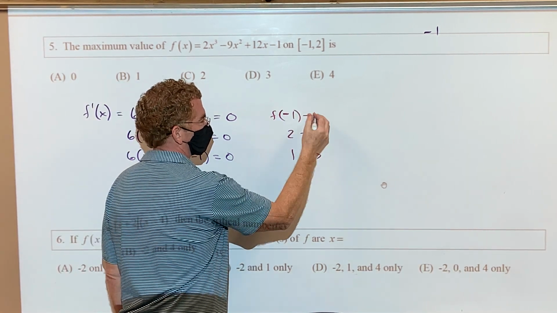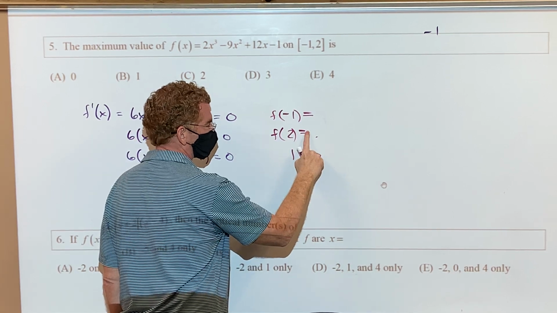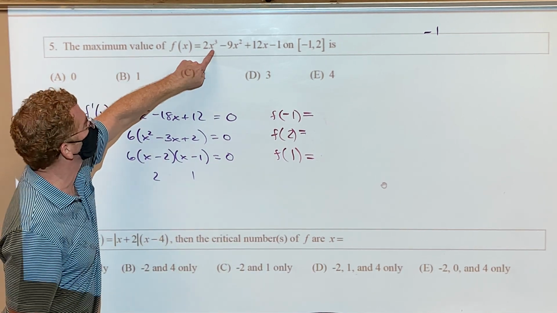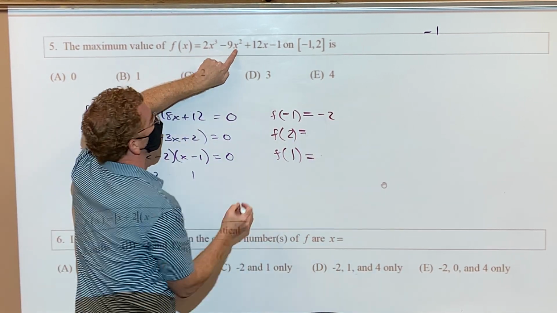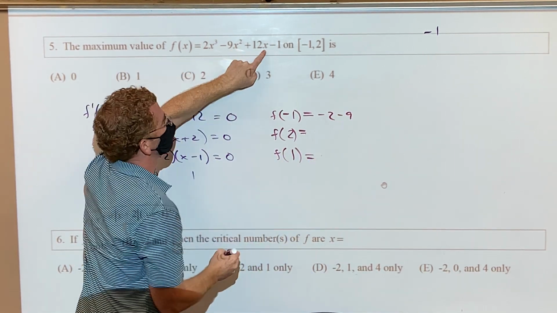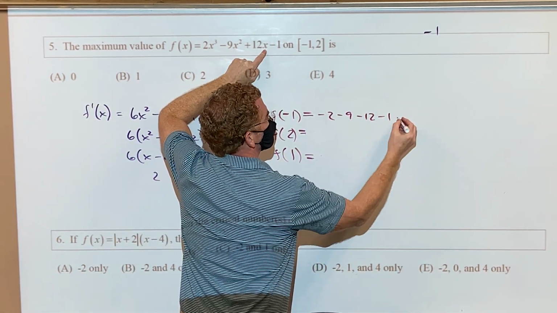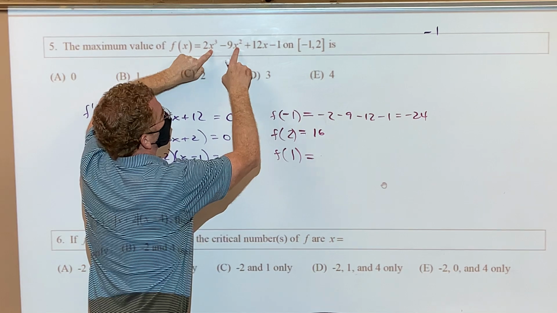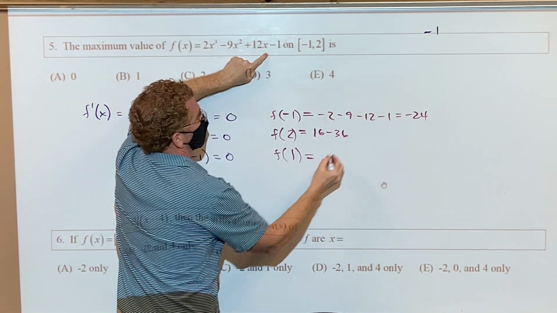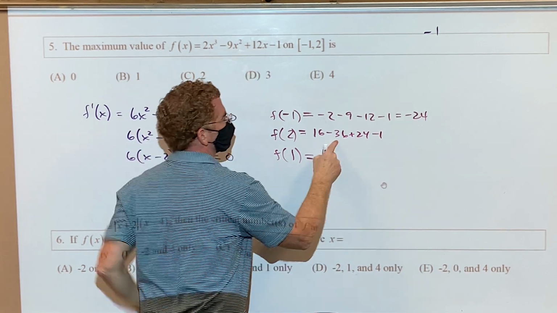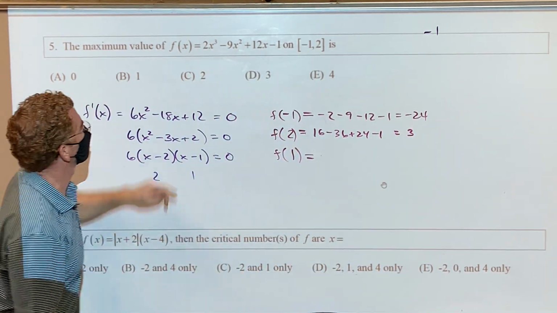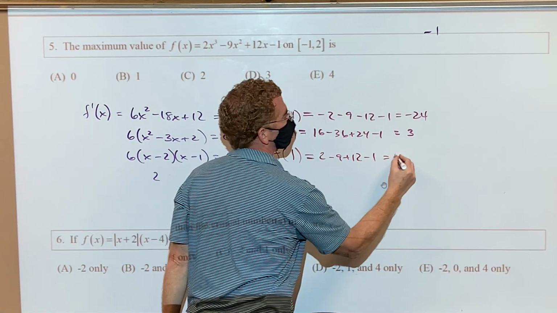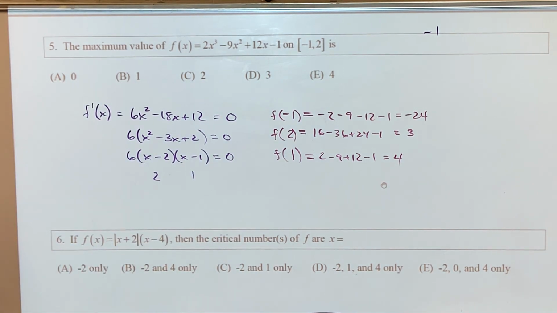F of that equals F of that, because you're checking the value of F, right? F of that equals, and then just plug it in. You don't have to show all your work. A -1 in there gives me a -2. -1 in there stays -9. -1 in there becomes -12. Minus a 1 is what, a -24? A 2 in there becomes a 16. 2 in there becomes a -36. Plus a 24 minus a 1, which is what? 3 maybe? Correct me if I'm wrong. And then this 2 minus 9 plus 12 minus 1, 4 maybe? So the maximum is 4.